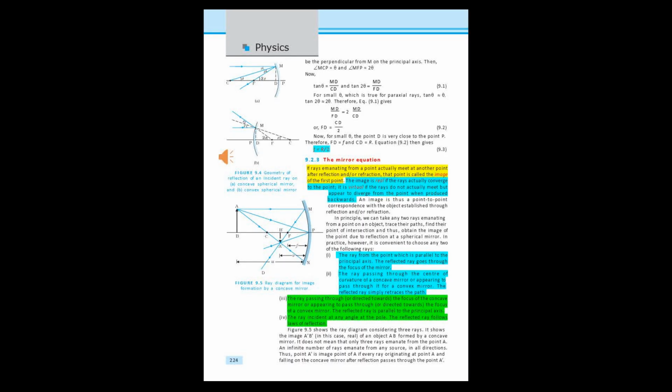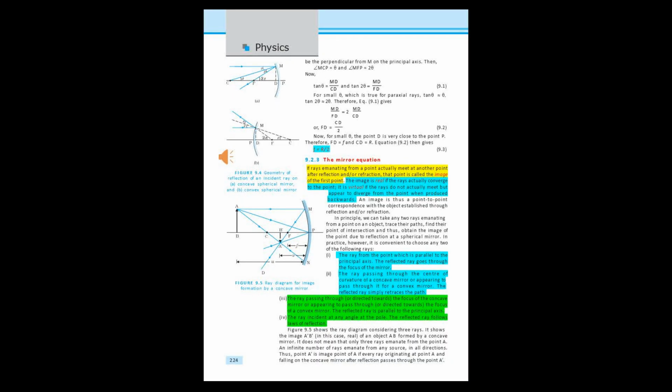Now for small angles of theta, the point D is very close to the point P. Therefore, FD equals f and CD equals R. So equation 9.2 then gives us f equals R by 2, that's half of the radius of curvature.